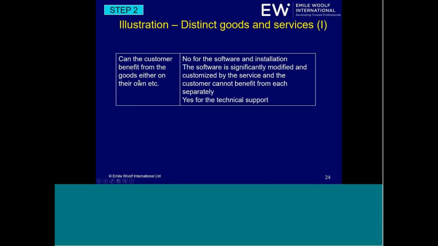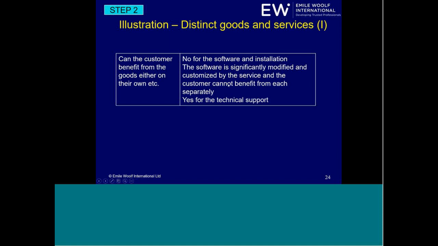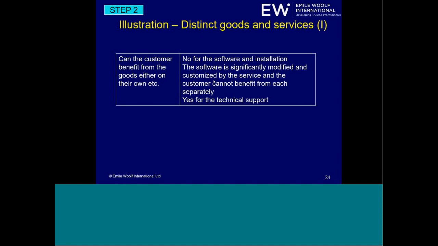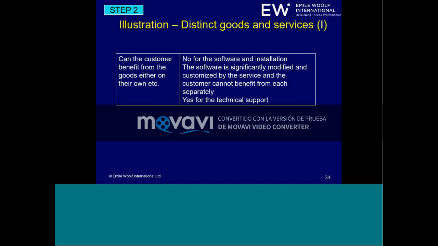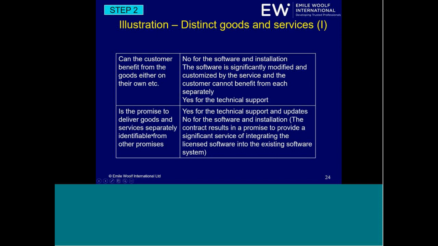No, in respect of the software and the installation, because the software is significantly modified or customized by that service. You can't offer a modification and customization without the customization doing what the customer requires. So what we're now going to be concluding is that although the technical support can be provided separately and distinctly, the software and installation have to be looked at together. Is the promise to deliver goods and services separately identifiable? Yes, for the technical support and any updates, no for the installation.